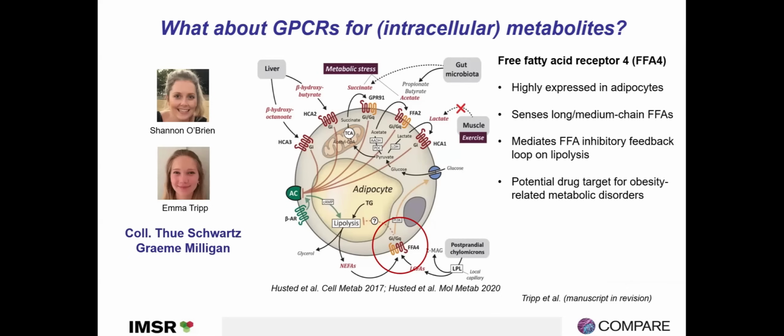So we have a number of projects going on in the lab where we are working on receptors for intracellular metabolites. In particular, we have some projects dealing with fatty acid receptors, which respond to short, medium, and long chain fatty acids. There are different fatty acid receptors in our cells. And we have been looking in particular in adipocytes, where we could show that a receptor, in particular FFA4, is part of a negative feedback loop. So basically, it is activated by fatty acids released during lipolysis, and it inhibits lipolysis. So it provides like a negative feedback loop.